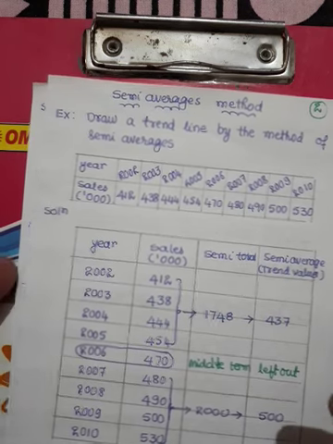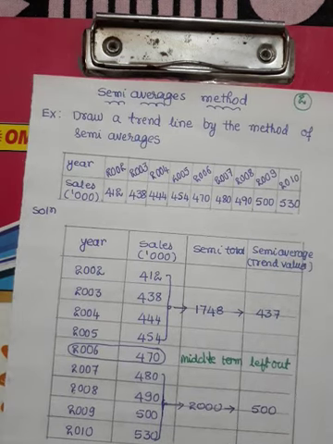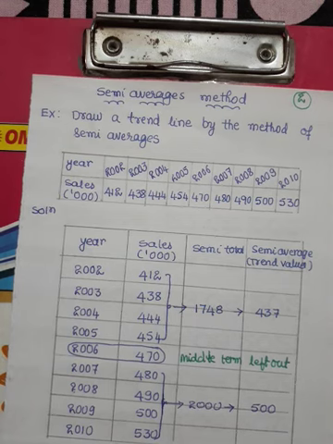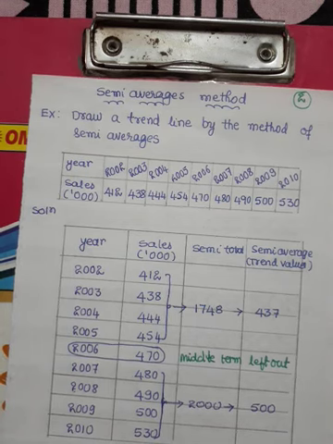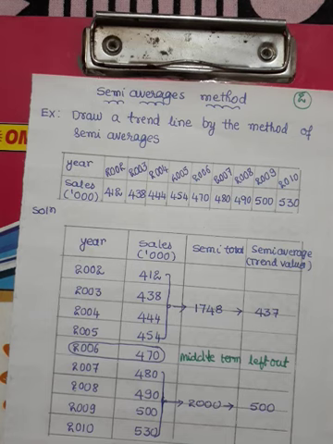If the number of years is even, we can divide them into exactly 2 parts. In case of an odd number of years, we cannot divide them exactly into 2 parts. In such cases, we have to delete the value of the middle year. Then we get an even number of years, and we can split them into exactly 2 halves.